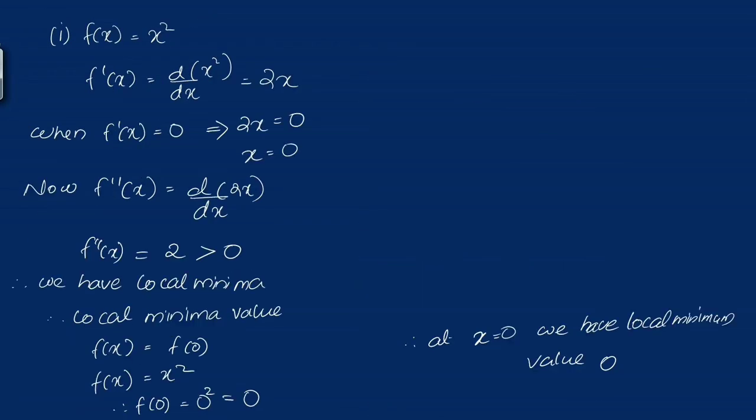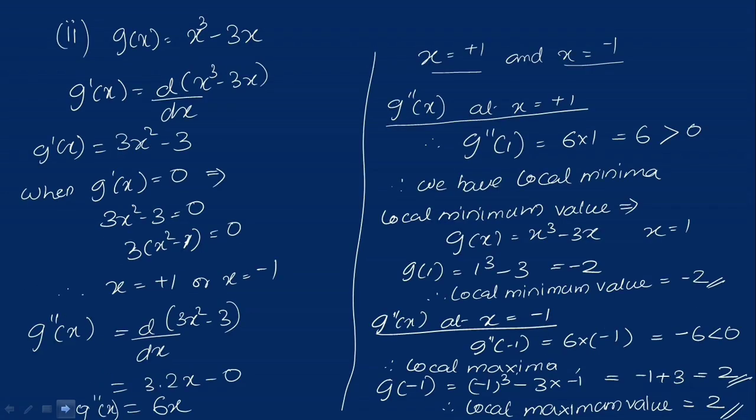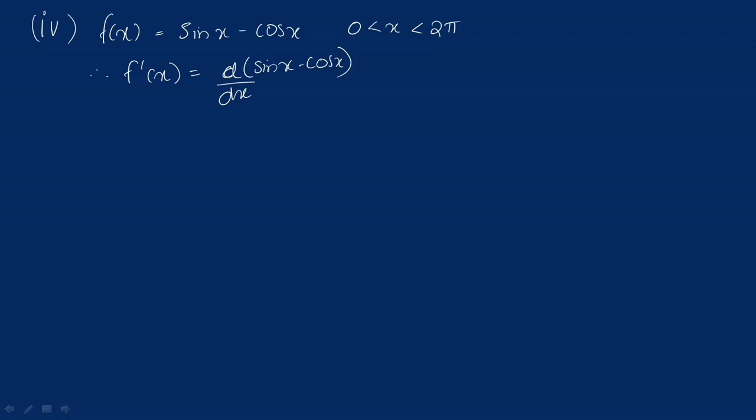Now the fourth question: f of x is equal to sin x minus cos x, where 0 is less than x less than 2 pi. So we have f dash of x, that is d by dx of sin x minus cos x. d by dx of sin x is cos x, and d by dx of minus cos x is plus sin x. So f dash of x is equal to cos x plus sin x.